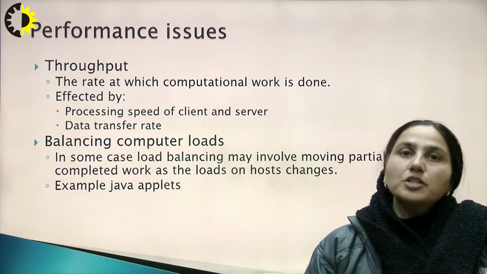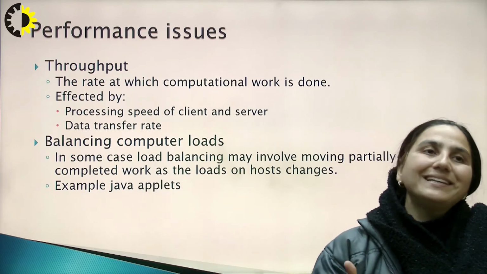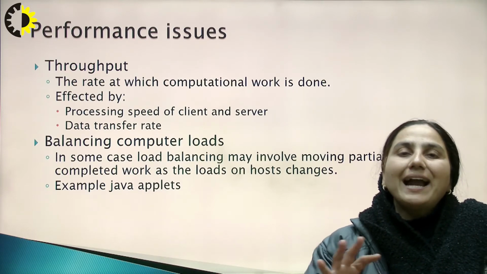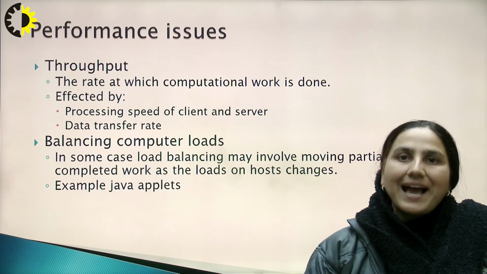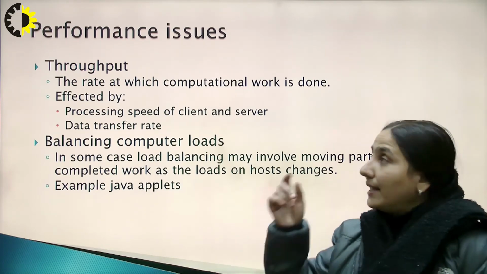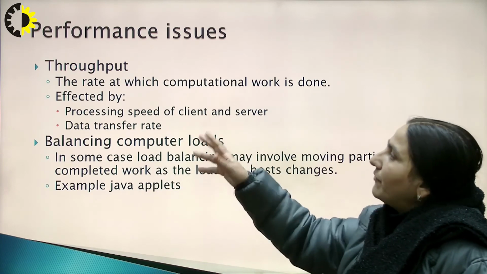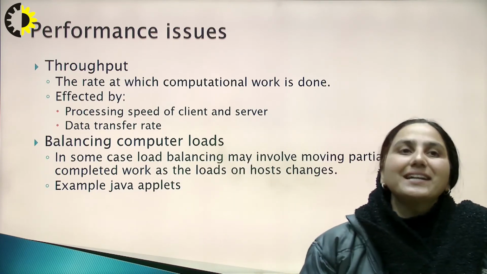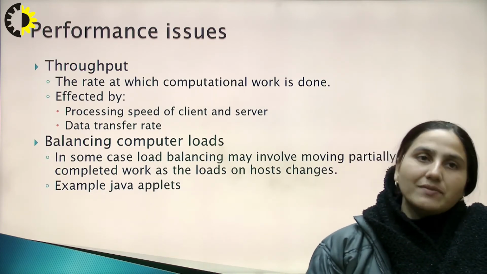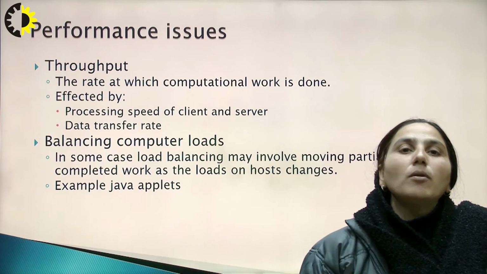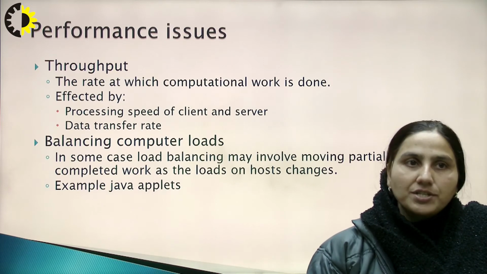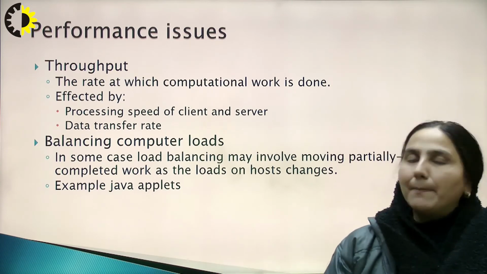Now throughput. What is the throughput of the system? It is basically the rate at which computational work is done, and it is affected by the processing speed of the client and the server, and then the rate at which data is transferred, the data transfer rate. Now balancing computer loads. In some cases, load balancing may involve moving partially completed work as the loads on the hosts change. Examples are Java applets.